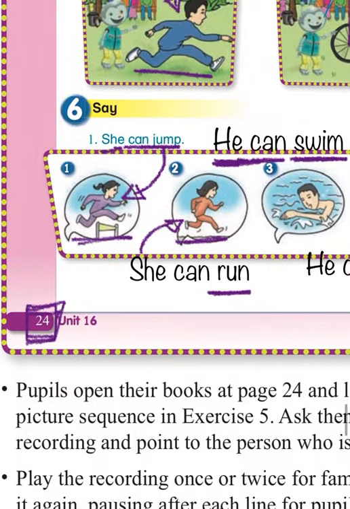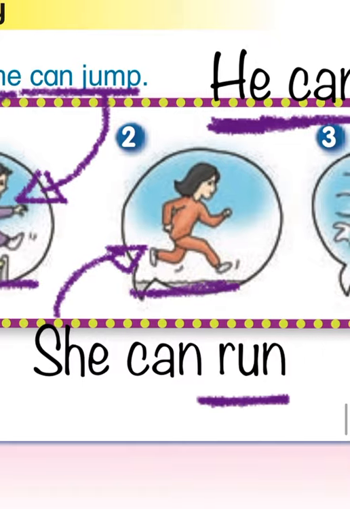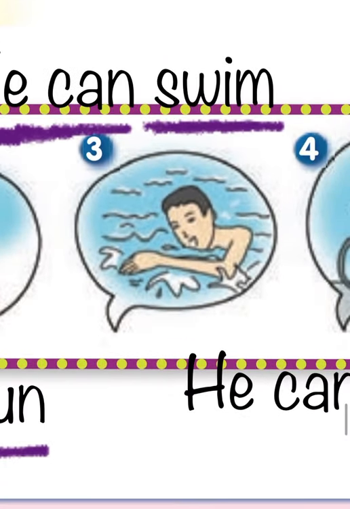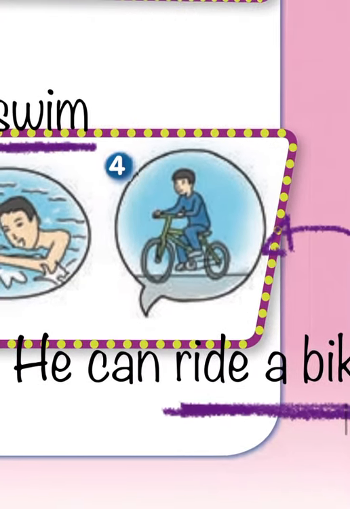So, number one, she can jump. Number two, she can run. Number three, he can swim, S-W-I-M. Number four, he can ride a bike. Okay, if we have a boy, we say he. If we have a girl, we say she.